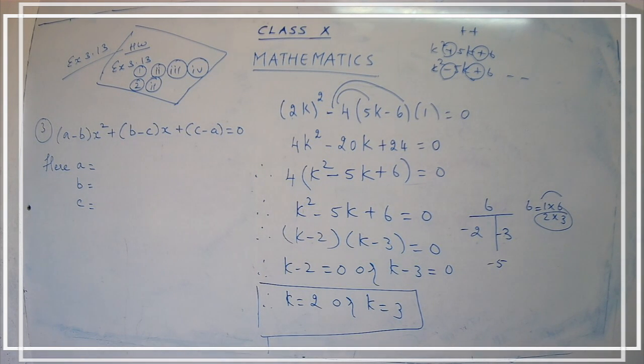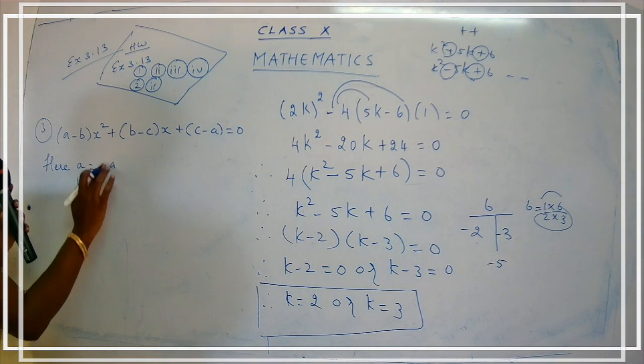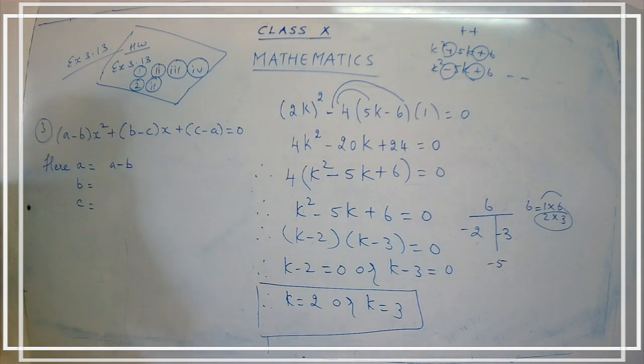Okay, what is A here? What comes with x square? Yes, A minus B. Good. So write down here, it's A minus B. No need to put the bracket here. No, let's keep it as A minus B. No problem.